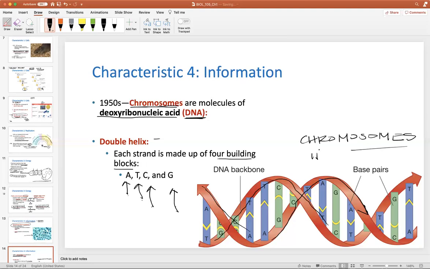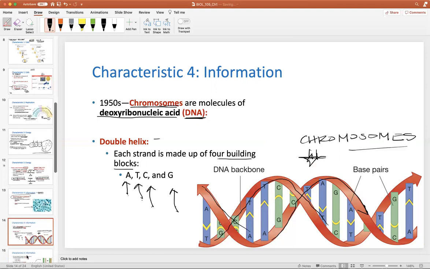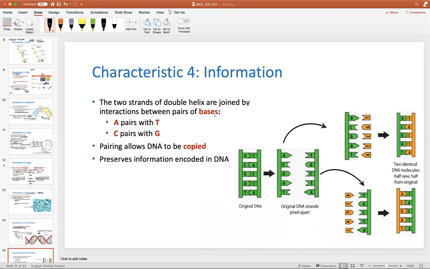Chromosomes are made up of DNA, right? So I'm just gonna make a little arrow here. That's what that is, an arrow. Shoot, I'm really struggling here. Okay, that's an arrow.